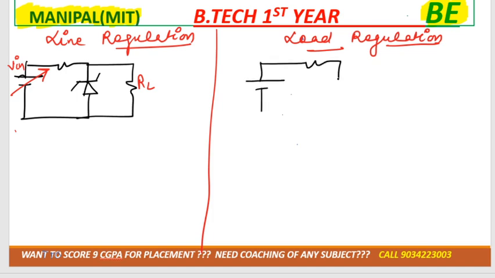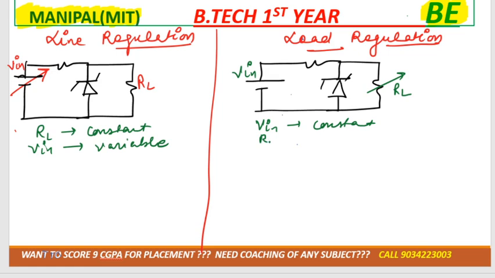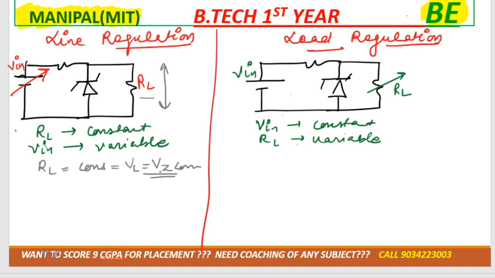सेम डायग्राम आई एम ड्राइंग हियर, स्टैंडर्ड डायग्राम। अब इसमें क्या होगा, दैट लोड रेजिस्टेंस इज वेरिंग, ओके, बट इनपुट वोल्टेज इज कांस्टेंट। समझ गए दोनों में डिफरेंस? लाइन रेगुलेशन मीन्स load resistance is constant and input voltage is variable, and but in this case input voltage is constant and load resistance is variable, ठीक है। ओके, नाउ अब इसमें देखो हमारे पास व्हाट वी हैव, लोड रेजिस्टेंस इज कांस्टेंट, तुमने अभी ये वाला केस पढ़ा है कि लोड रेजिस्टेंस इज कांस्टेंट एंड इनपुट वोल्टेज इज वेरिंग। सो इफ लोड रेजिस्टेंस इज कांस्टेंट दैट मींस VL is also constant, and if VL is also constant then VZ is also constant, correct?